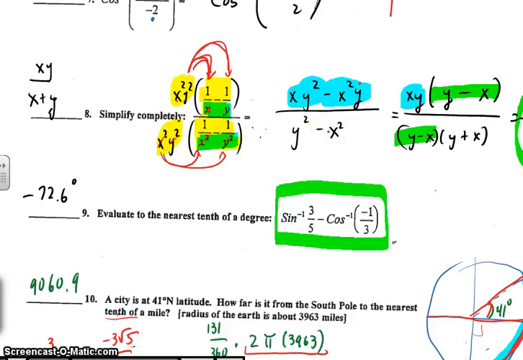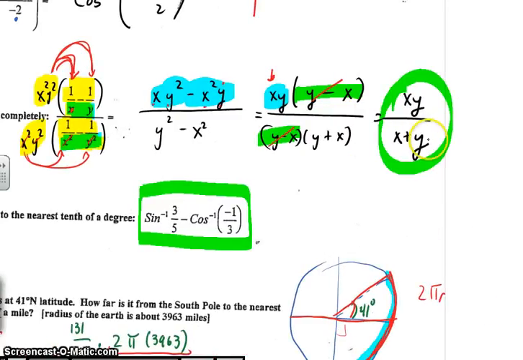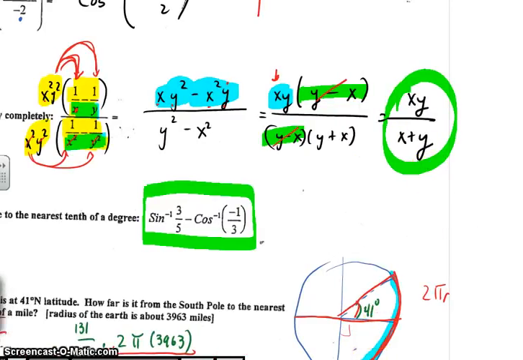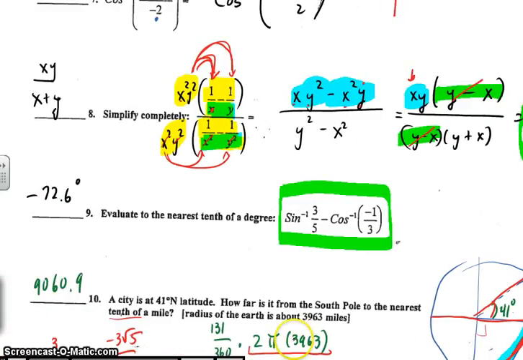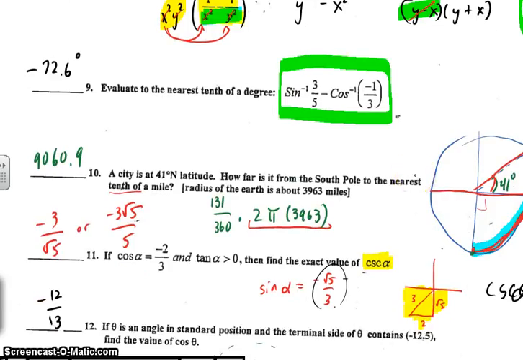Okay, then we look at it a little bit closer, and we see that on the top we can factor out an x and a y from each term, so we do that. And on the bottom it's the difference of squares, so we factor those. Then we see we have a common factor that we can divide out, and we're left with xy over x plus y. And algebraically, we really can't do anything else with that. All right, number 9. Number 9 is simply put in your calculator. Inverse sine of 3/5 minus inverse cosine of negative 1/3. Make sure you're in degree mode. Make sure you round correctly, and you get your answer.